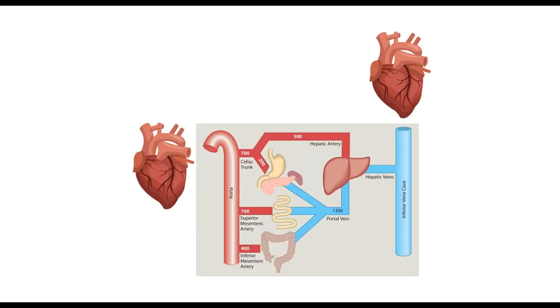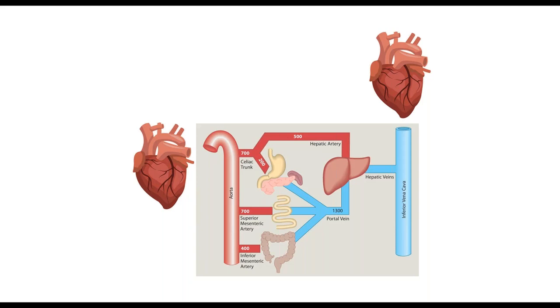So again, here's a diagram, and you can see two pictures of a heart just to give you an idea. On the left side, the heart is pumping the blood out to the rest of the circulation, going through the aorta and then through the internal organs. Eventually it makes its way back to the liver through one of two ways, either through the hepatic artery or the portal vein. Then the blood moves from the liver to the hepatic vein and eventually goes back to the heart through the vena cava, a very large vein inside the body.